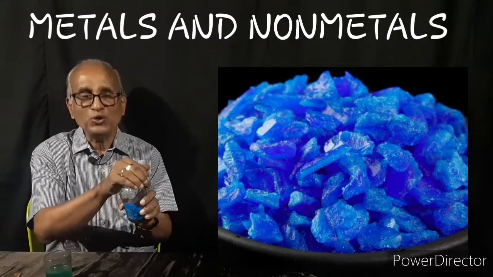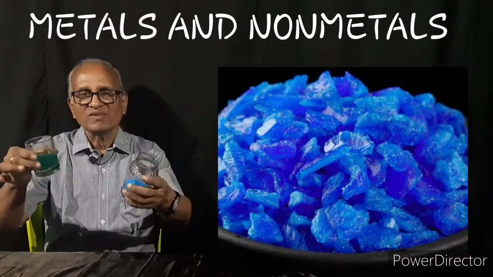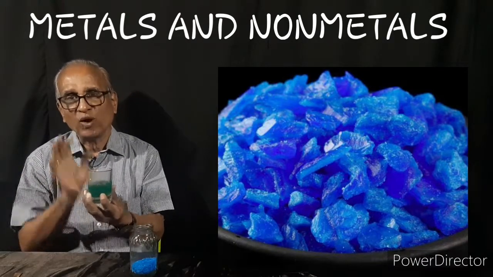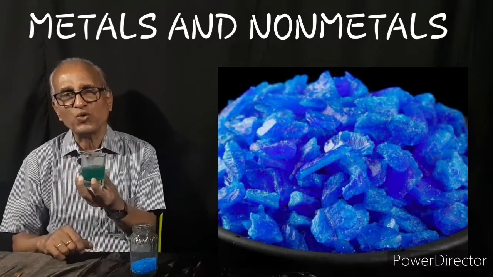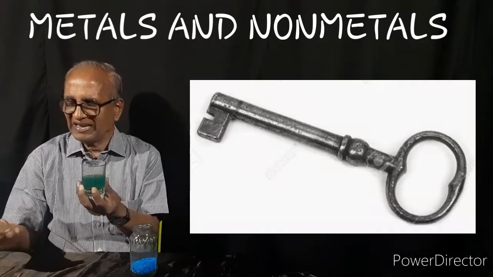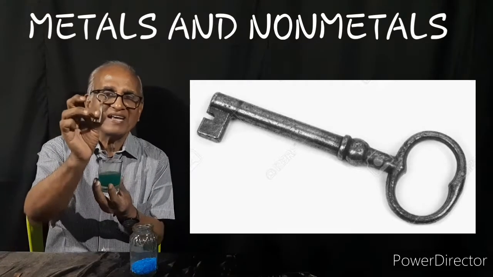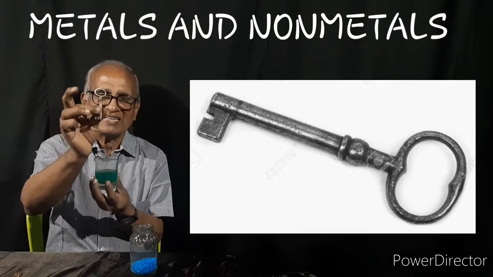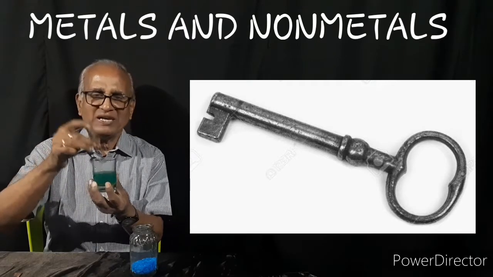Here I have made a solution of copper sulfate. I have taken some water, half a spoon of copper sulfate, and got it dissolved in water. So I have got copper sulfate solution, CuSO4. Now let me take a key made of iron. This is an iron key. It has its own luster, a metallic color. I put it in this.